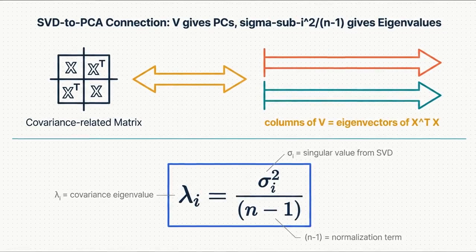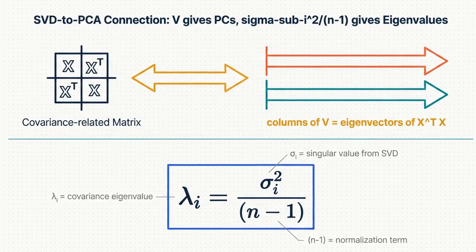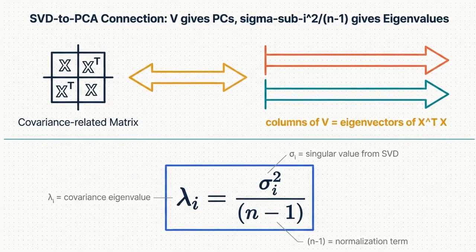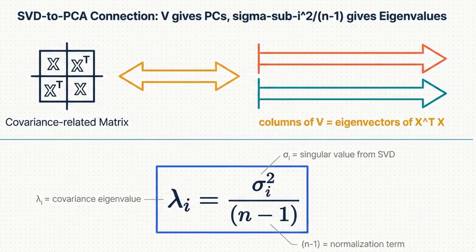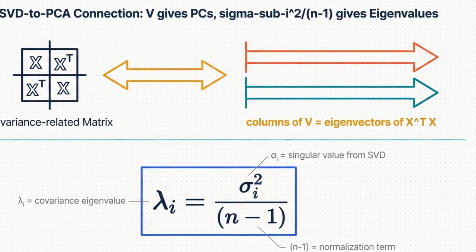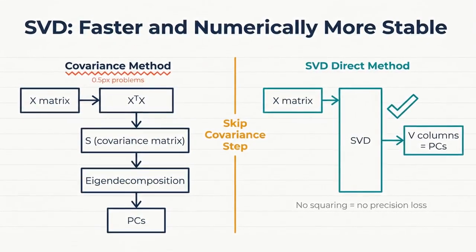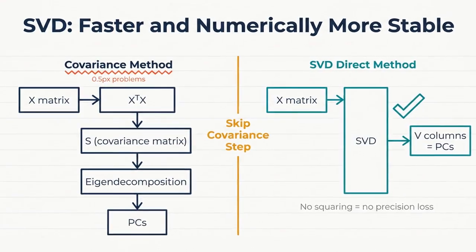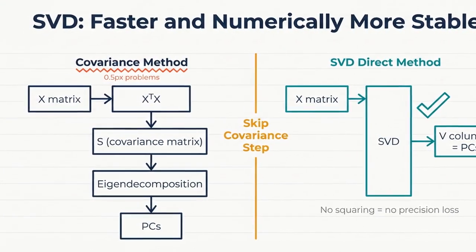The right singular vectors, which are the columns of V, are mathematically identical to the eigenvectors of X transpose times X. The singular values, sigma sub i, are directly related to the eigenvalues of the covariance matrix by lambda sub i equals sigma sub i squared divided by n minus 1. By using SVD, algorithms can compute the principal components directly from X without ever forming the covariance matrix, making the process much faster and far more stable.